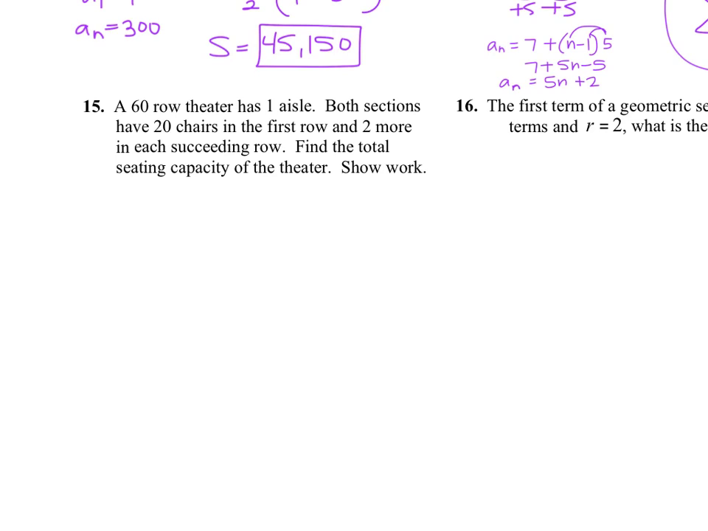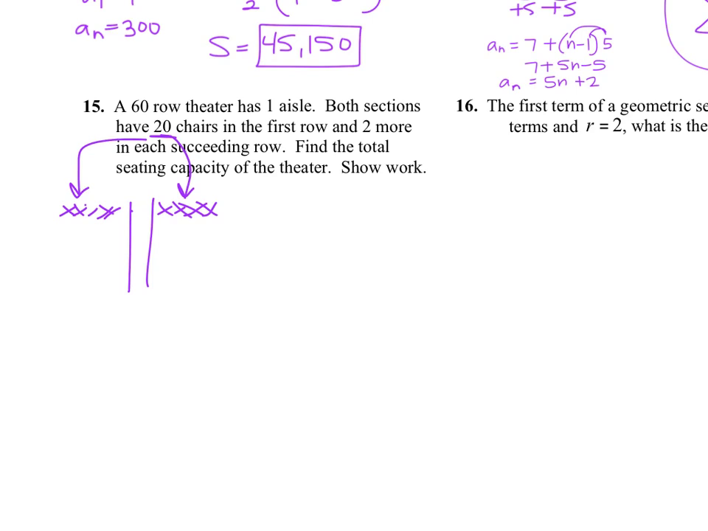I'll be back. All right, so this one is talking about a theater that has 60 rows. And it has an aisle in it, so that means you have chairs here, an aisle, chairs here, right? 20 chairs here and 20 chairs here, and then 2 more in each succeeding row for each side. So find the total seating capacity of the theater and show your work.